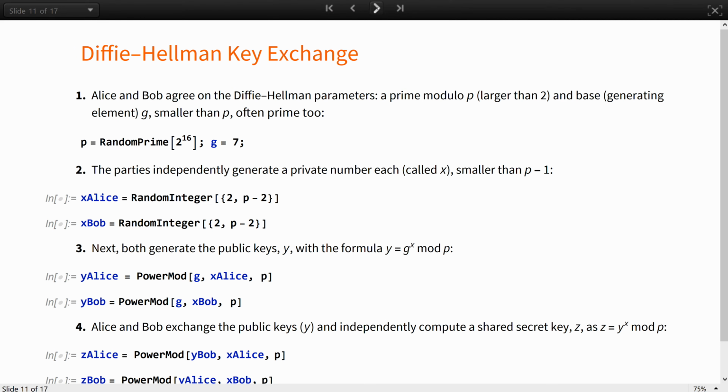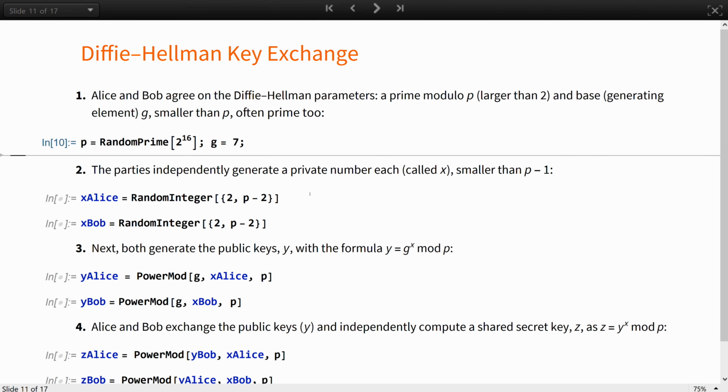The Diffie-Hellman key agreement is executed as follows. Alice and Bob agree on Diffie-Hellman parameters: a prime modulo p larger than 2, and a base generating element g smaller than p, often prime 2. This step is usually done beforehand, and depending on the implementation, parties may decide the values over an open channel, or they may be hard-coded or sent by a server. For this reason, the modulo and the base are assumed to be known to potential attackers.